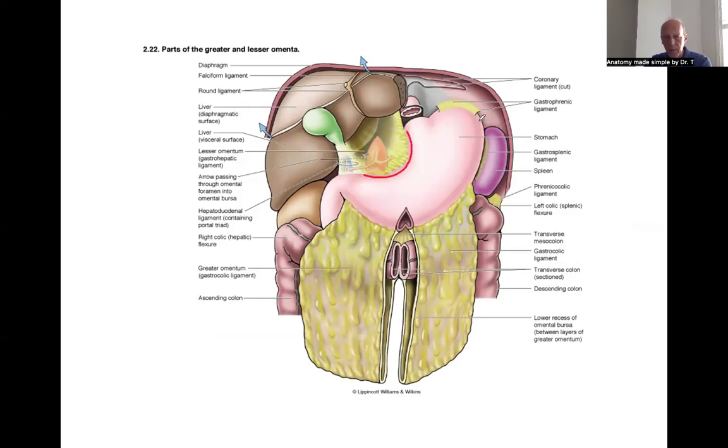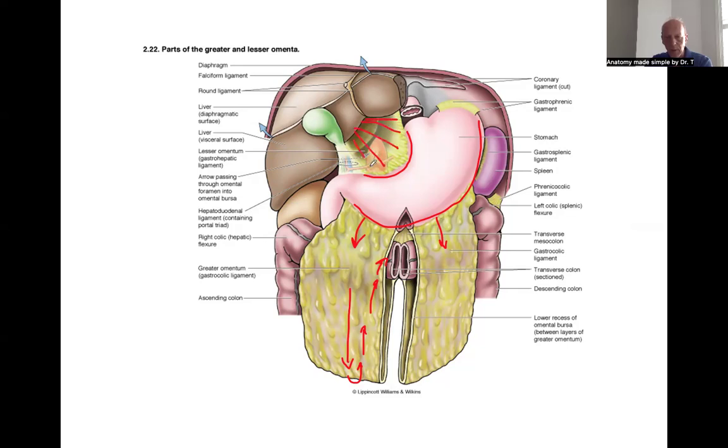I wanted to do this. This is the lesser curvature of the stomach, and this is the greater curvature of the stomach. So from the greater curvature of the stomach comes the greater omentum. It goes down, and then before reaching the level of pelvis, it makes a U-turn, and it keeps going up and back to reattach on the anterior surface of the transverse colon. That is the greater omentum. The lesser curvature of the stomach with the underside of the liver is connected with the lesser omentum.